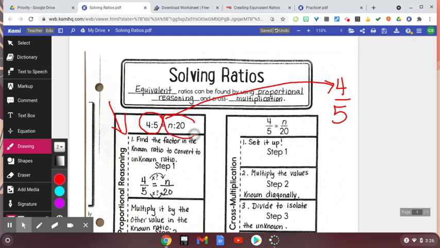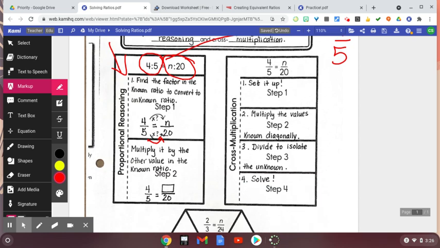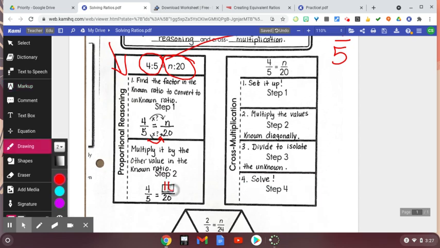The second part, where it says n to 20, we're going to write as a fraction as well. In the first box, it says find the factor in the known ratio to convert to the unknown ratio. Just like back in fourth and fifth grade, when you had to find the common denominator to add or subtract unlike denominators, you do the same process. So 5 times what equals 20? Well, we know that's 4, so you take that same factor and multiply your top number by it. 4 times 4, we know our answer is going to be 16 in our little box.